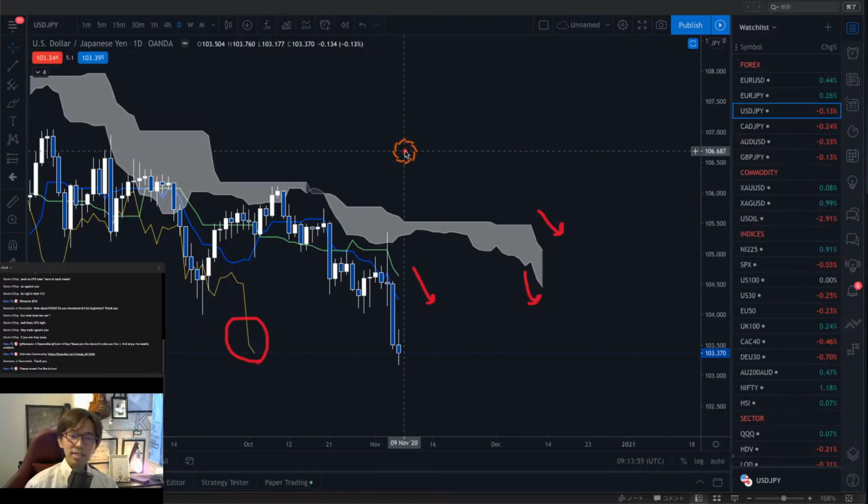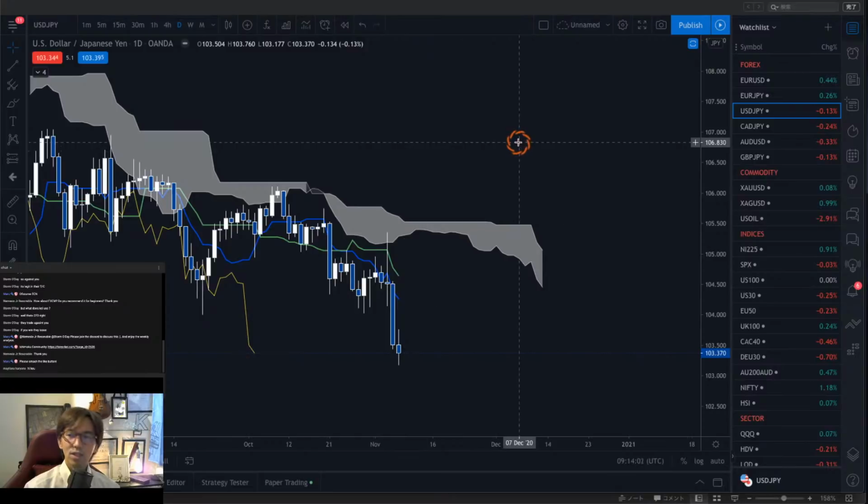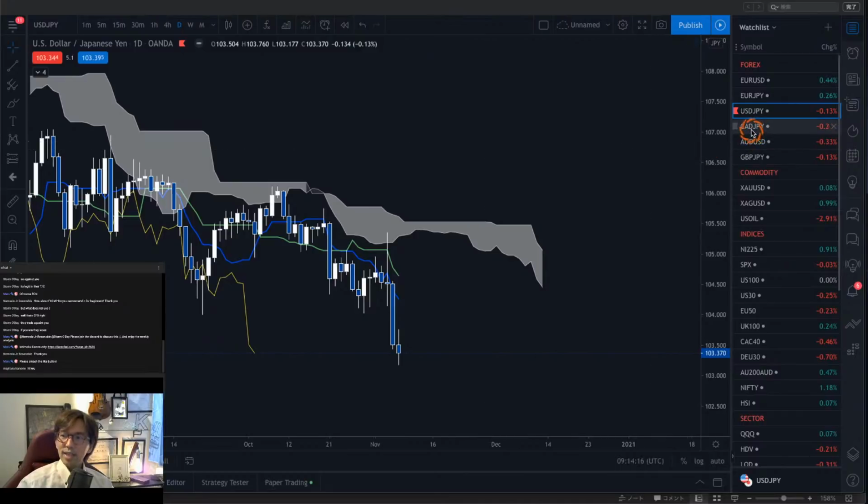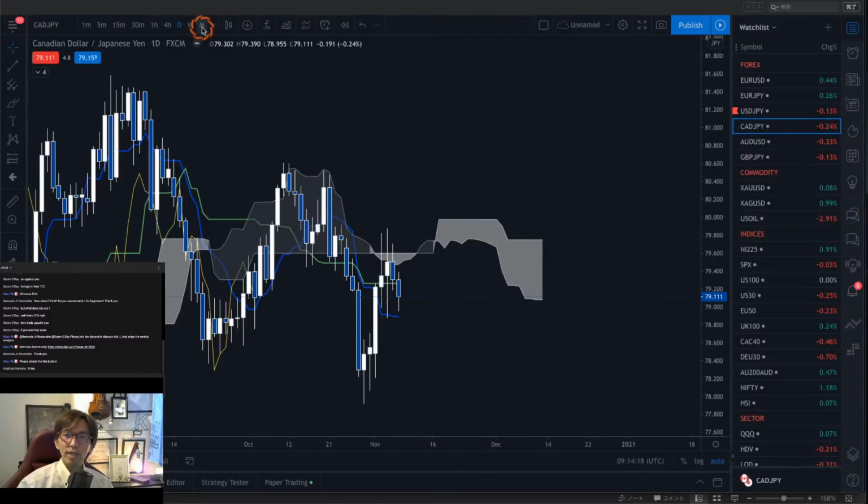So I think this is a good one to look at the lower time frames next week to look for some setup edges. So I will just mark this one, I will flag it so that I will look at it next week. So that was USD JPY. And let's look at the CAD JPY in the weekly chart.